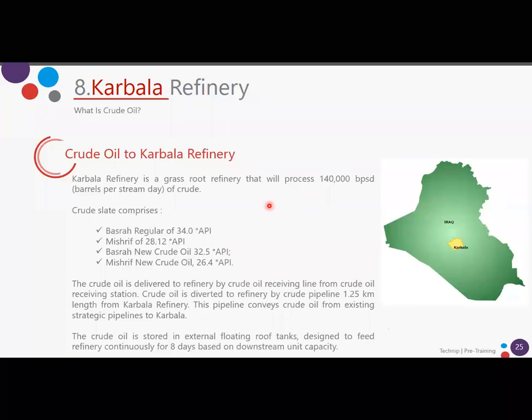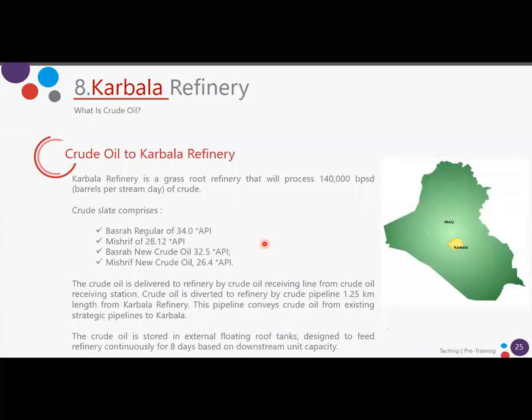So the crude oils, you have the Basra regular, with API degrees 34, the Mishrif with 28.12. Then we have the Basra new crude oil and the Mishrif new crude oil. In the next presentation, we will talk about the meaning of these degrees API, okay?